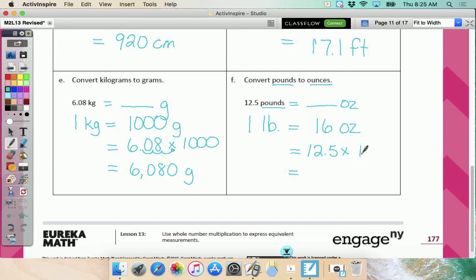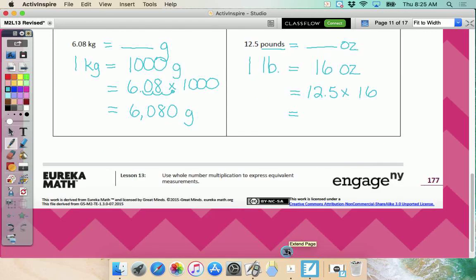12.5 times. Good. How will I solve this? Turtle head standard algorithm. Okay, so 12.5 times 16. If you leave the decimal out, make sure you put it back in, okay?